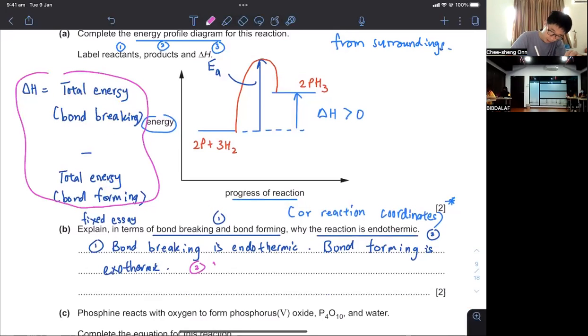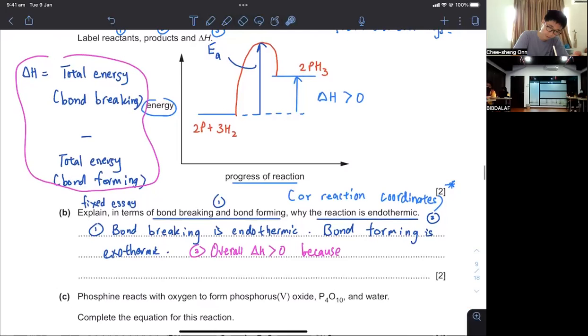So therefore, overall delta H is greater than 0 because I can write in my own words if I know this formula. I want this to be bigger than this, so I will say it. You could also say it the other way around: total energy released for bond forming is smaller than the total energy absorbed for bond breaking. Remember, you absorb energy for bond breaking, you release energy for bond forming.